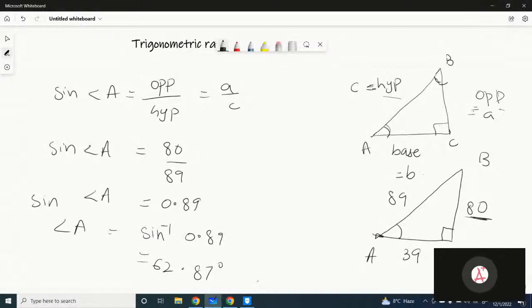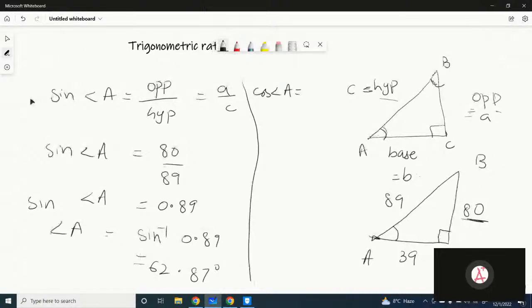You can find the same angle using the cosine of angle A. Let me just explain how. You can find the same angle with the cosine and the angle would be the same. Just the ratio is different. It would be cosine of angle A.